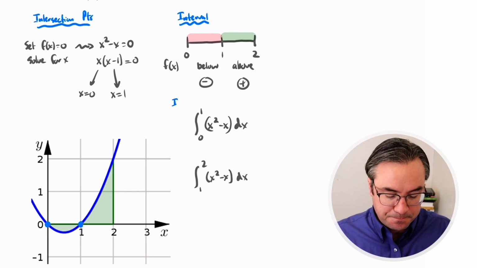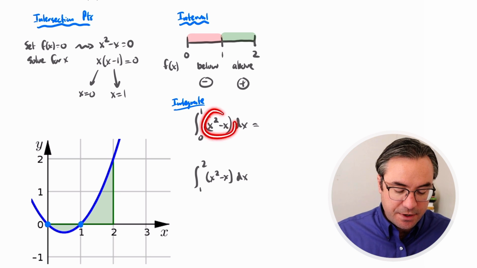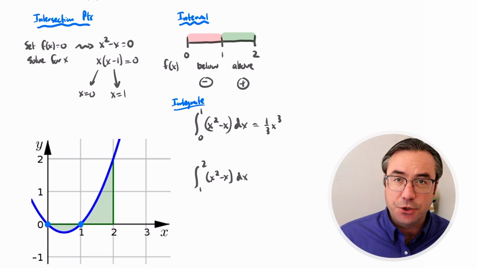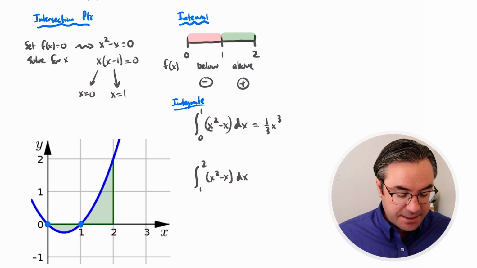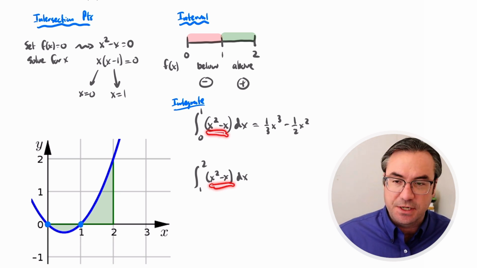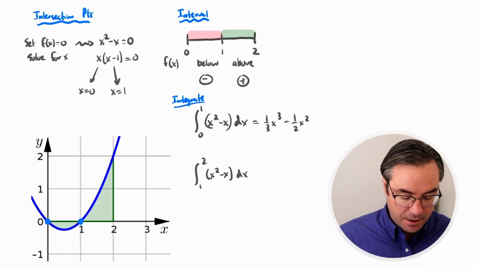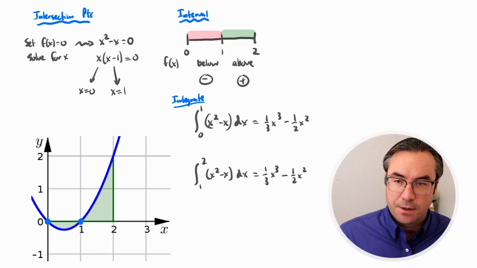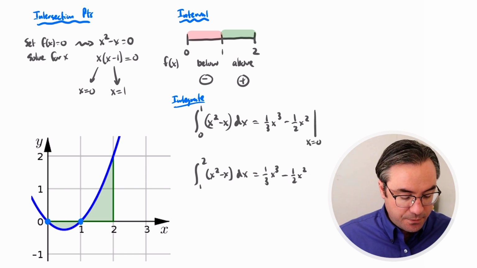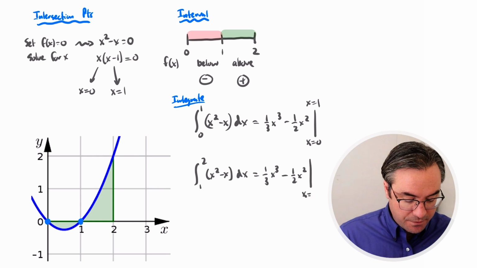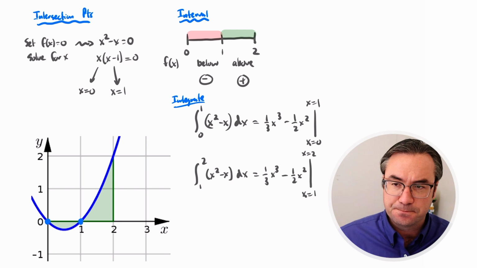So now we're integrating. All right, so let's start. Let's get the antiderivative. The antiderivative of x squared, if we do our power rule, is 1/3 times x cubed. The antiderivative of minus x is minus 1/2 x squared. And the nice thing is we're integrating the same function, so we can reuse our antiderivative. The antiderivative is not going to change here. For the first one, we're going to evaluate from x equals 0 to x equals 1. And for the second one, we're evaluating from x equals 1 to x equals 2.